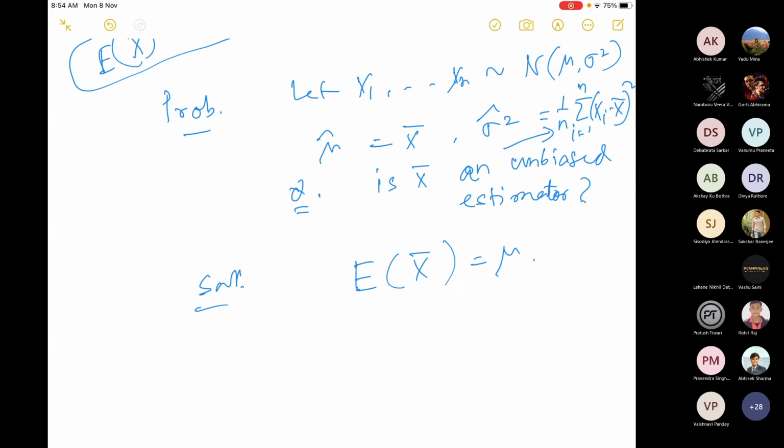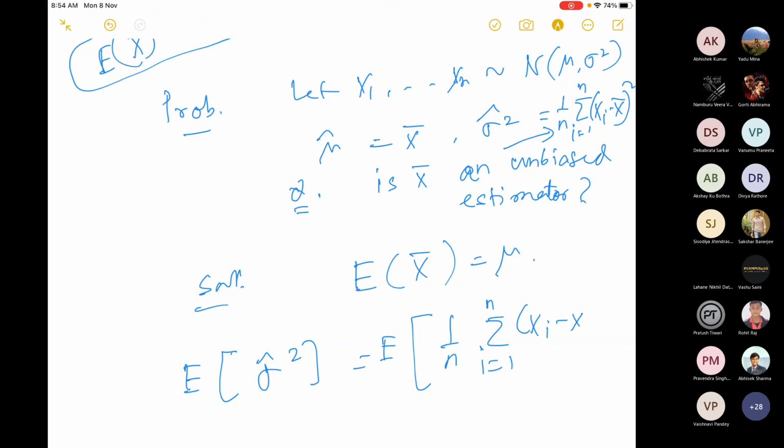Biased, sir. This is biased. Estimation: the expectation of sigma hat square will be what? Expectation of 1 by n, sum 1 to n, (xi minus x bar) whole square. Okay. Now, what is the expectation of this?